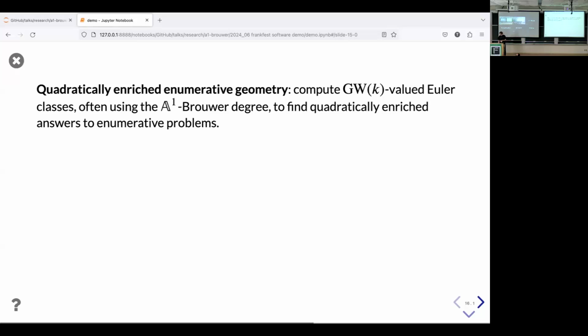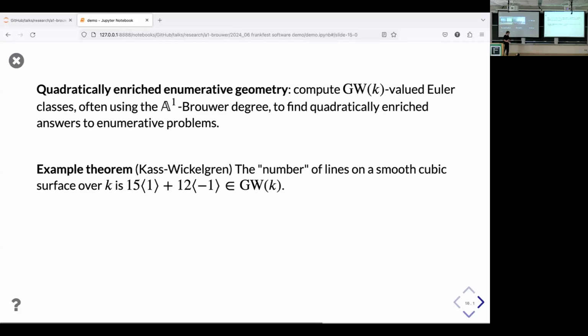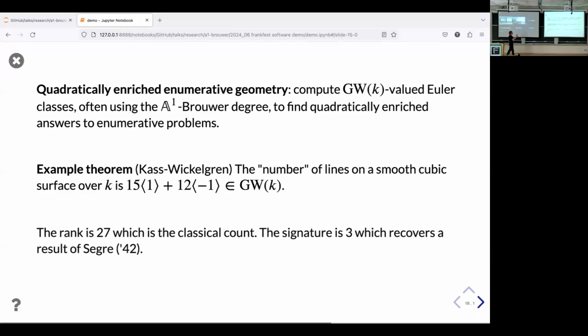So I want to give you one example of the type of problem you could solve with this, which is a theorem of Jesse Cass and Kirsten Wickelgren, which says the number, I put that in quotes, of lines on a smooth cubic surface over an arbitrary field is this form 15⟨1⟩ + 12⟨-1⟩. OK, so what am I seeing? If I specialize the field to C, I just get 27. That's the rank, and that's the classical computation. If I go over R, I need the signature to classify this, and then I get 3. And what this is telling me is that when I count the lines together with some extra geometric data that's being picked up by the A1 Brouwer degree, I'm getting 3.